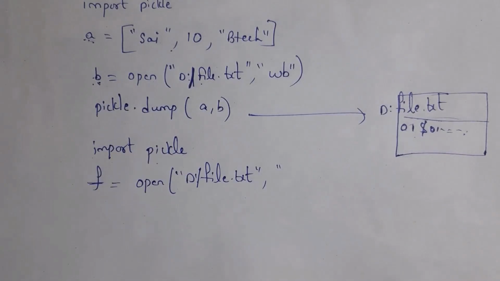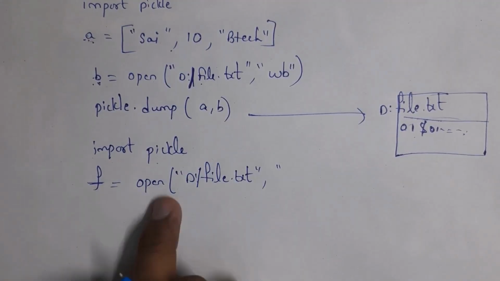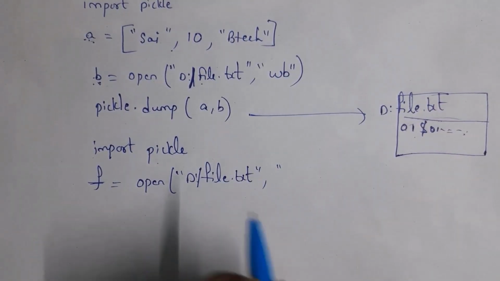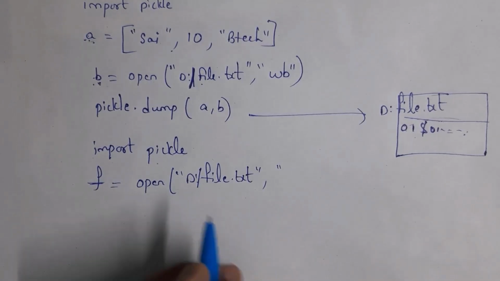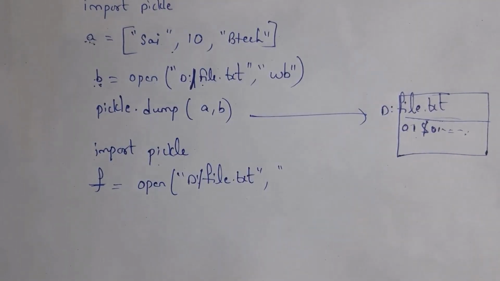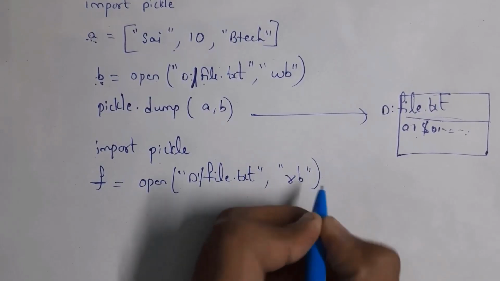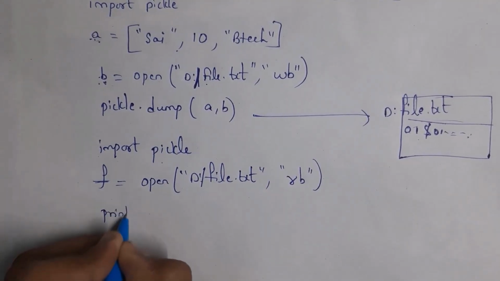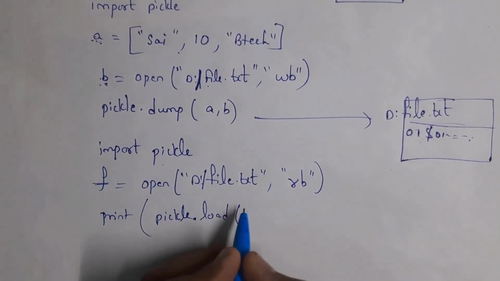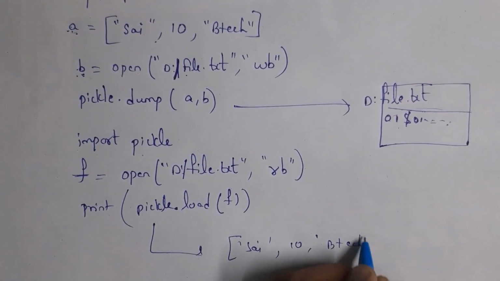At first write import pickle, and next I took here object f. You can take any object. I took f equal to open. At first we need to open this file. So write open d:/file.txt in quotations, comma, and whatever data is present inside my file.txt, I want to see this data. So you need to open this file in read binary mode because I want to read data. And next write print, and inside the print function write pickle.load. My file is present in object f, so write f. Whenever you run this code, you will get the output Sai, 10, Btech.